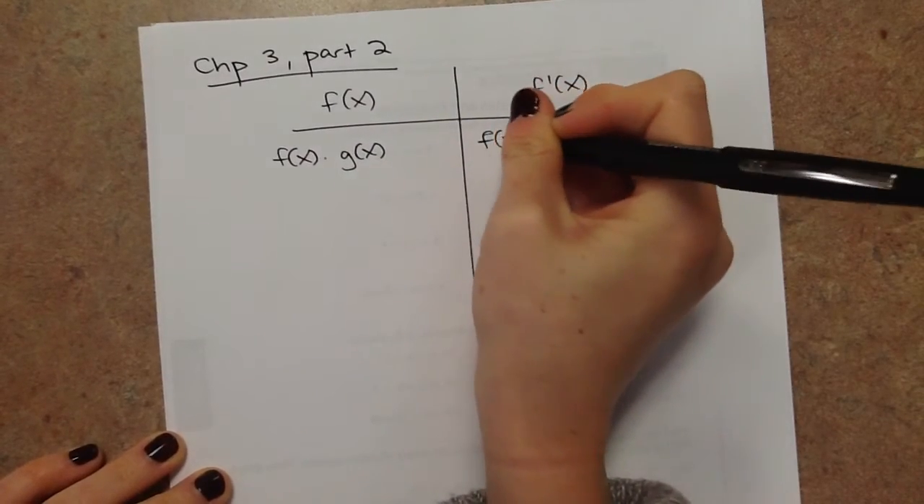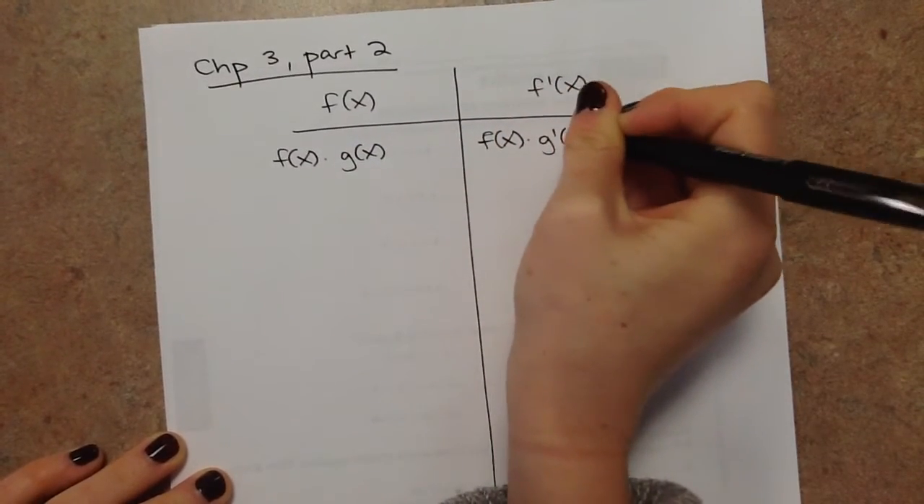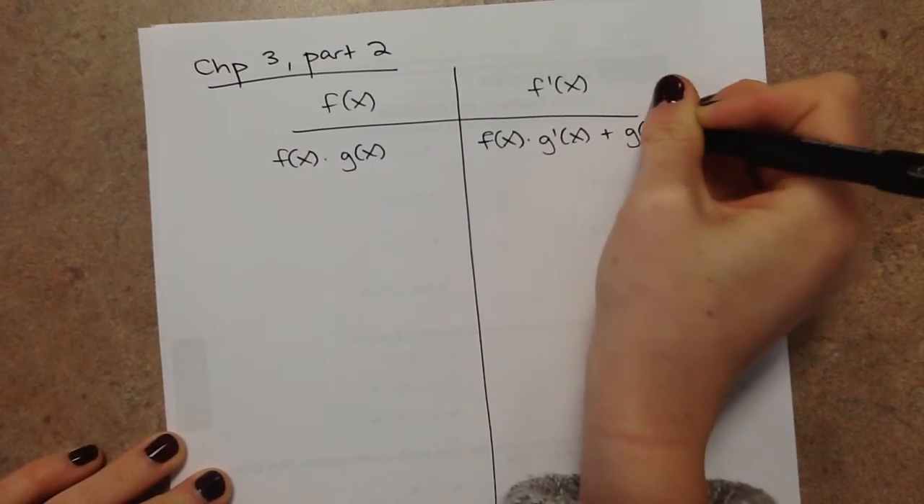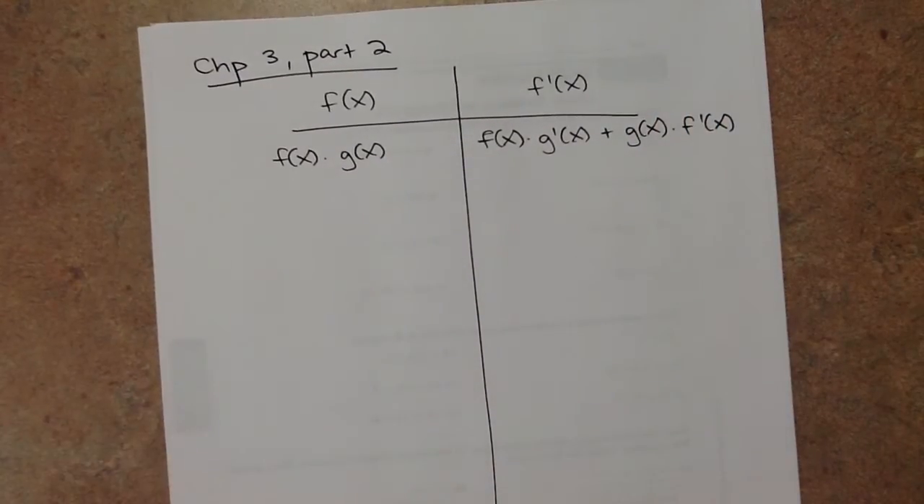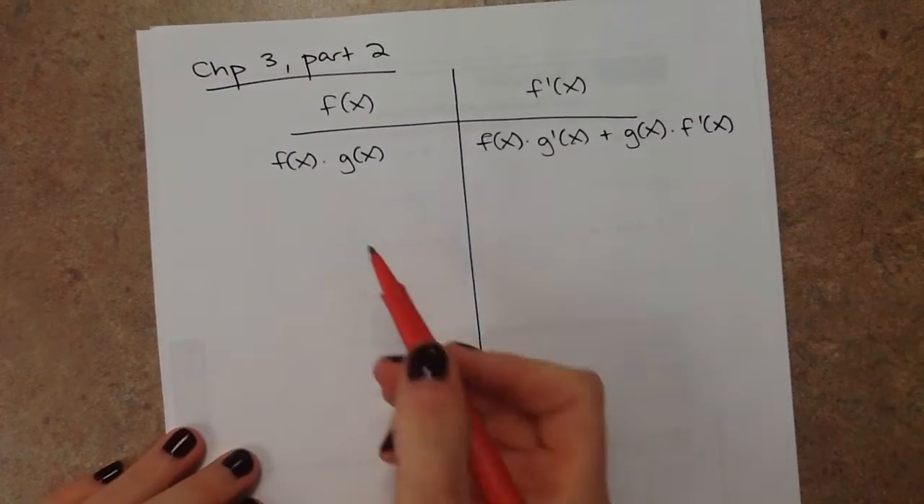Okay, so you'd have the first times the derivative of the second, plus the second times the derivative of the first. I still see a lot of people doing fake product rules, like just derivative times derivative. So be careful with that.